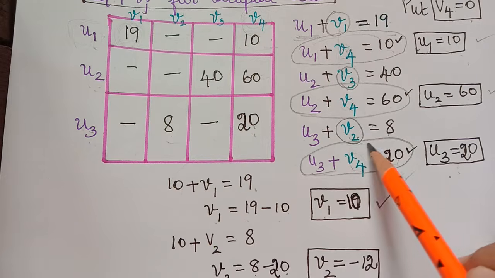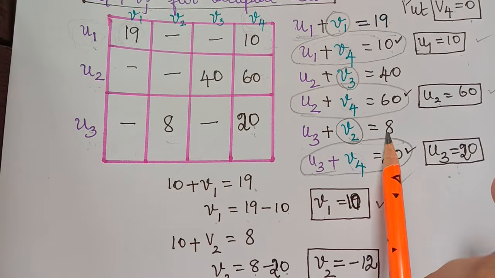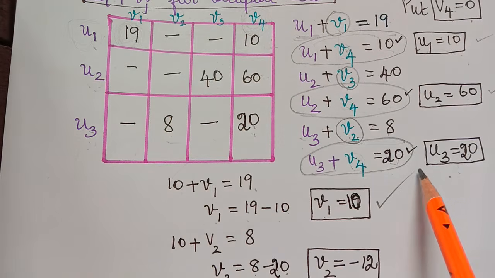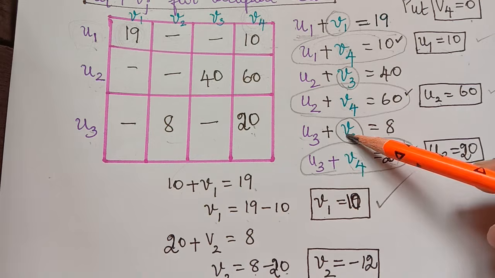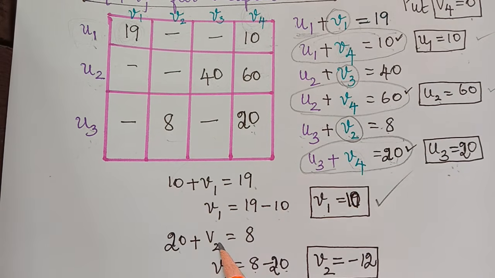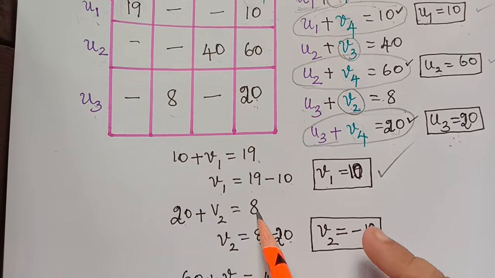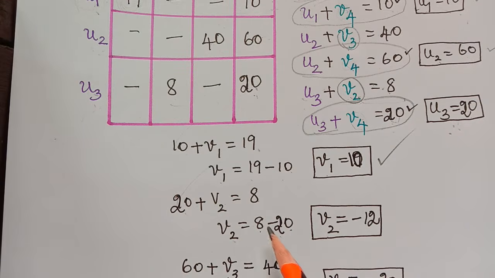Next we should come to the evaluation of V2. So this equation we will take. Now U3 plus V2 is equal to 8. What is U3? U3 is 20. So 20 plus V2 is equal to 8. That I have written here. From which V2 will be equal to 8 minus 20. So V2 is equal to 8 minus 20, which is minus 12. So that we have written here.